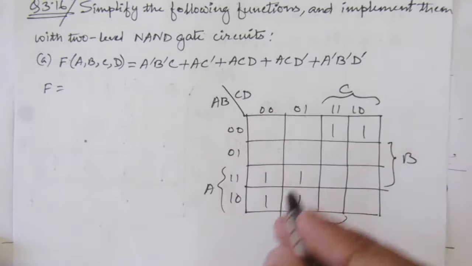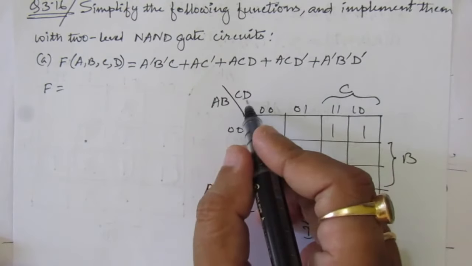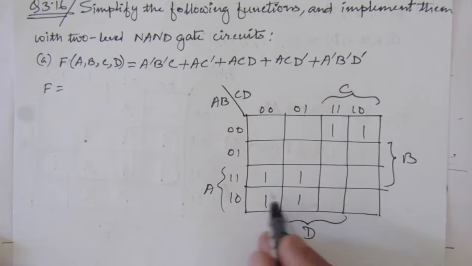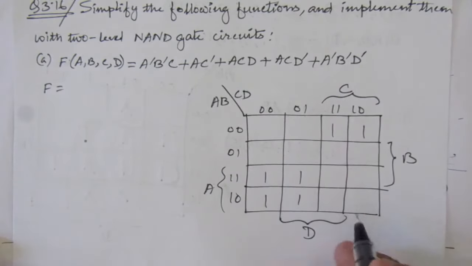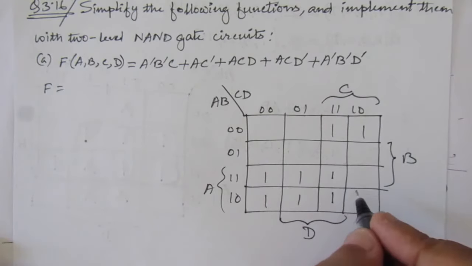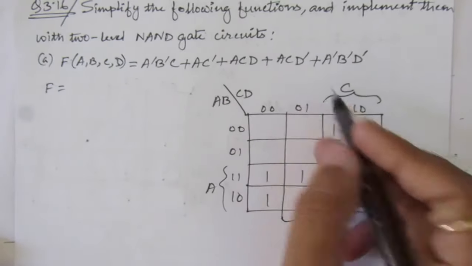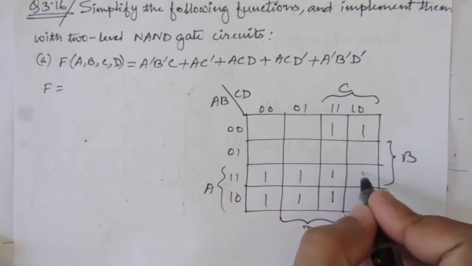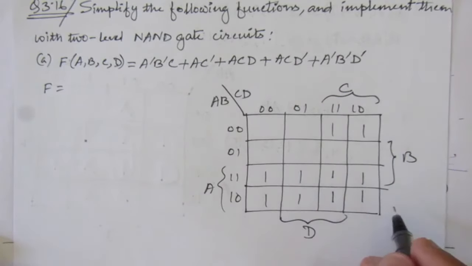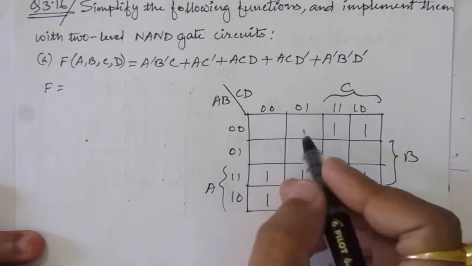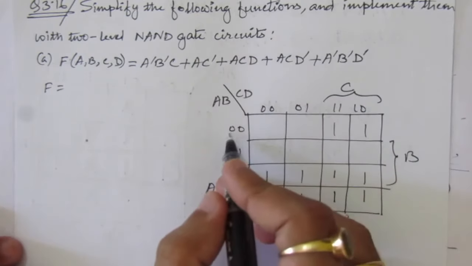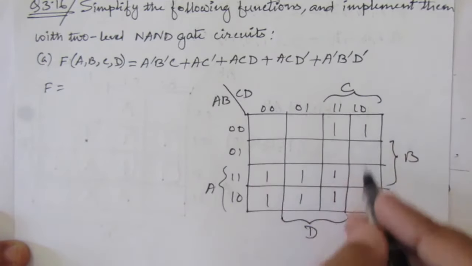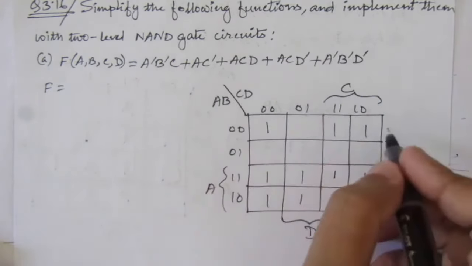Then we have A C D. C D means C and D are both 1, 1, so the third column, and A means the third and the fourth row. So we put here 1 and 1. Then we have A C D bar. C D bar means the fourth column, and A means these two rows, so we put 1 and 1. Then we have A bar, B bar, D bar. A bar, B bar means the first row, because both are 0, 0. D bar means the first column and the fourth column. So we'll have one here, and we already have one here.